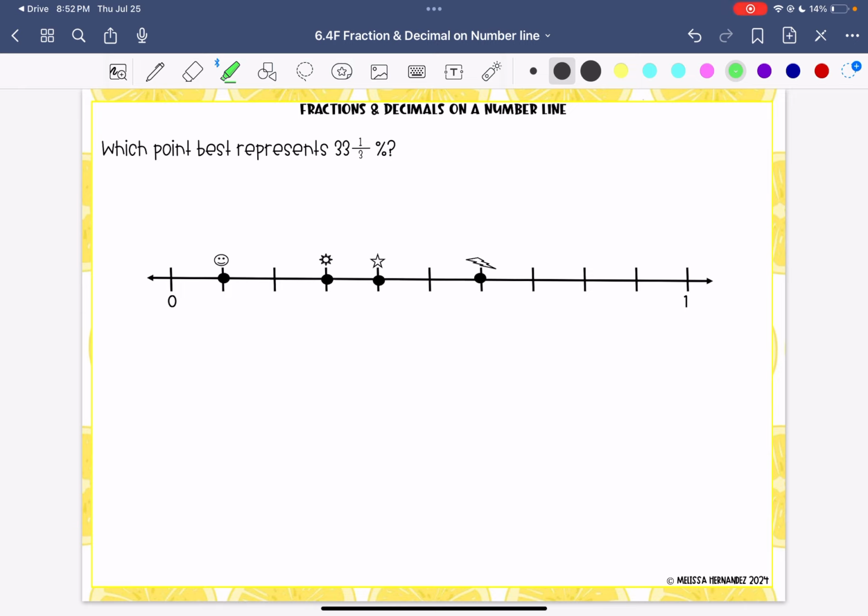So let's first look at my total parts. 1, 2, 3, 4, 5. Perfect. That means there's 10 total parts. And 3/10 is close to 33 1/3%.